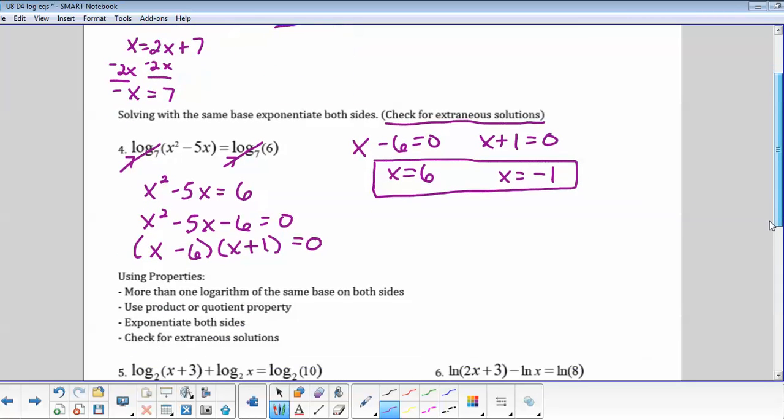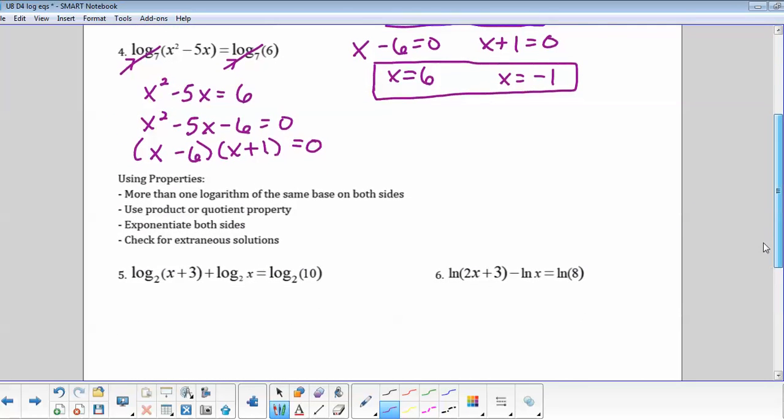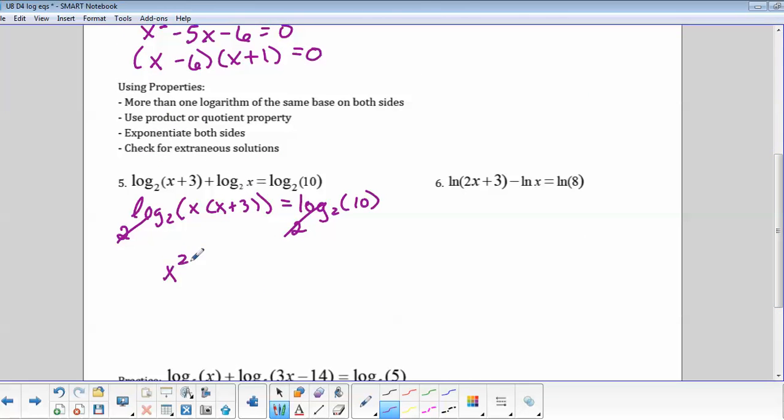And then in the next one, we're going to need to combine using properties. So remember, if I have a log plus a log, I can rewrite that as the log of the quotient. And that would be x times x plus 3. And now that I have a single log on both sides, I can exponentiate like this and cancel those. So x times x is x squared, and x times 3 is 3x. That equals 10, and then you need to make one side 0 so that you can solve it.